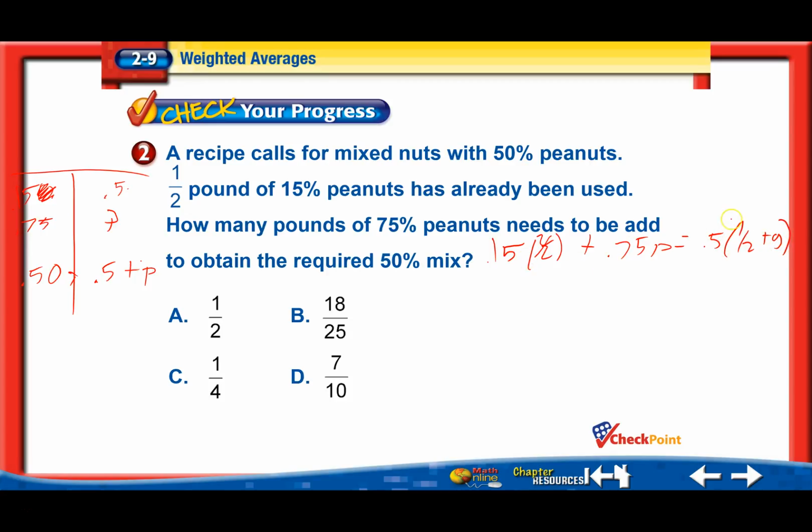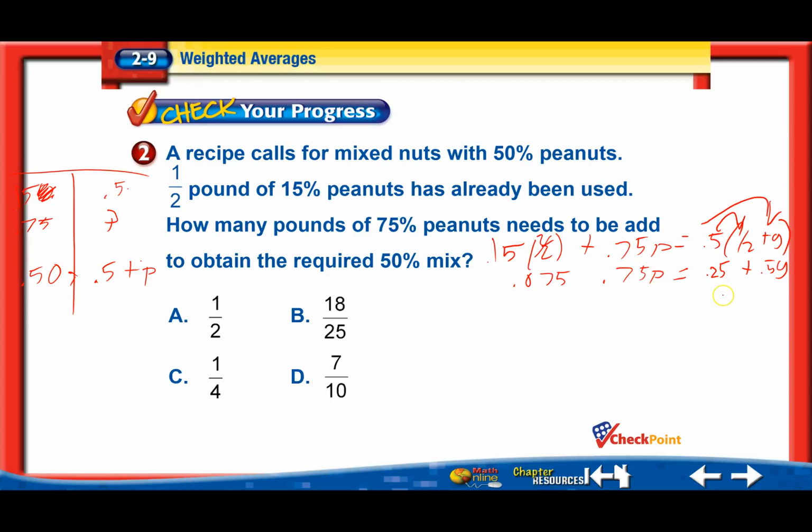Okay, we're going to distribute these over, so that comes out to 0.25 plus 0.5g. Just multiplied, punched them into my calculator to get that. And we're going to bring these down. And then multiply these out really quick, it's going to be 0.075, because that's half of 15, or 0.15.